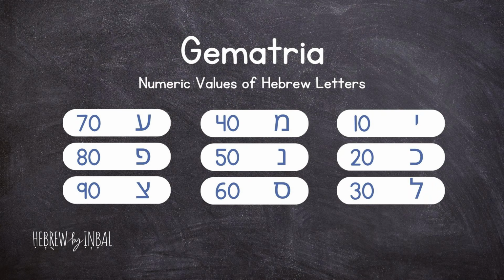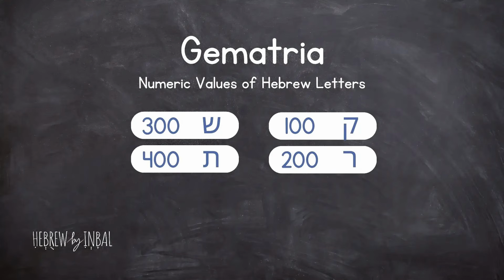So we talked about Aleph to Tet, 1 to 9. Then letters Yod to Tzadi each get a numerical value from 10 to 90 based on their order in the Hebrew alphabet. So Yod is 10, Kaf is 20, Lamed is 30, and so on, all the way to Tzadi, that is 90. And finally, the last 4 letters of the Hebrew alphabet, Kof to Tav, get a numerical value of hundreds. So Kof is 100, Resh is 200, Shin is 300, and Tav is 400.